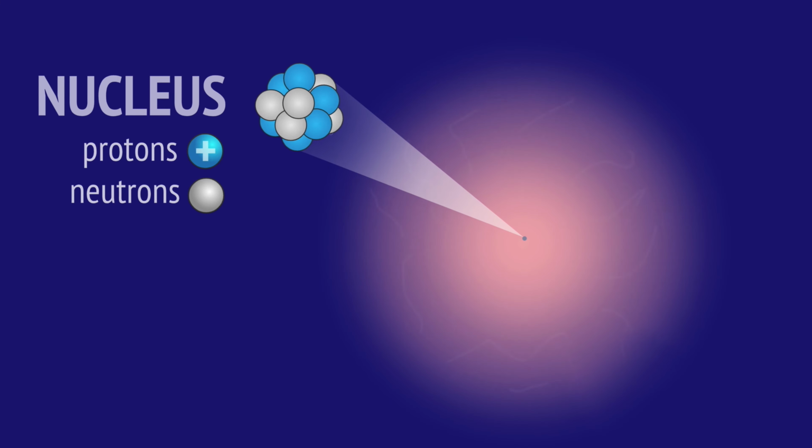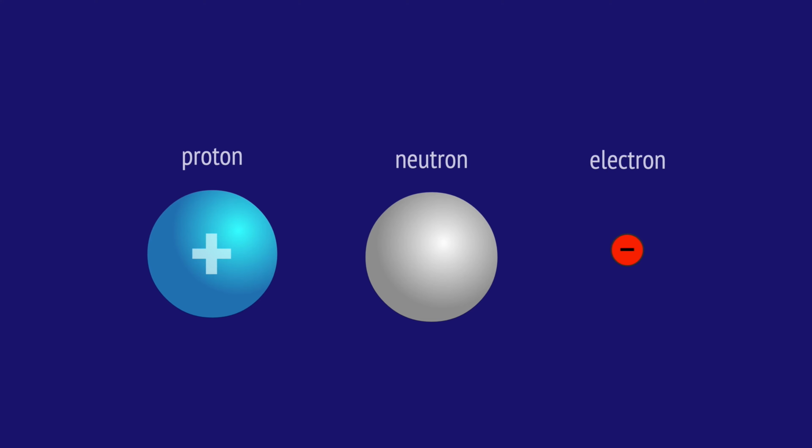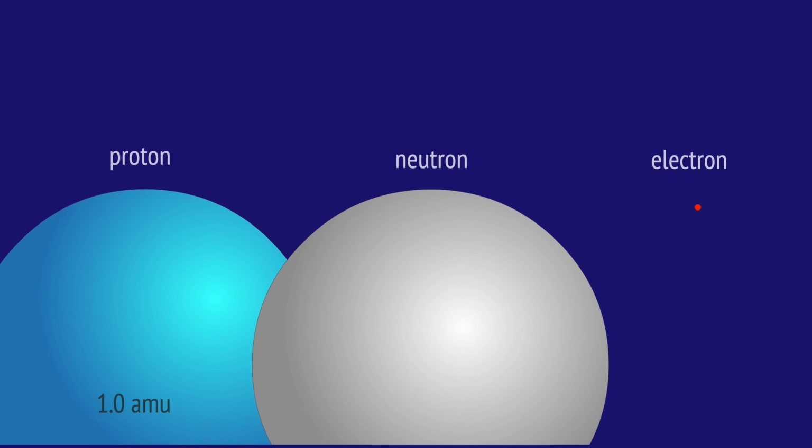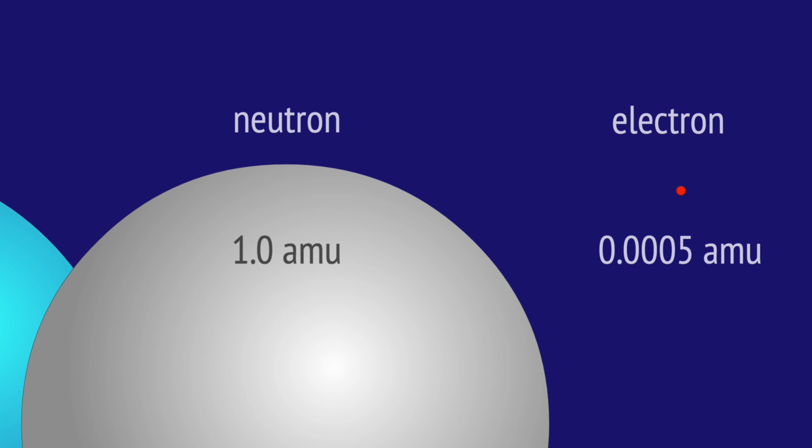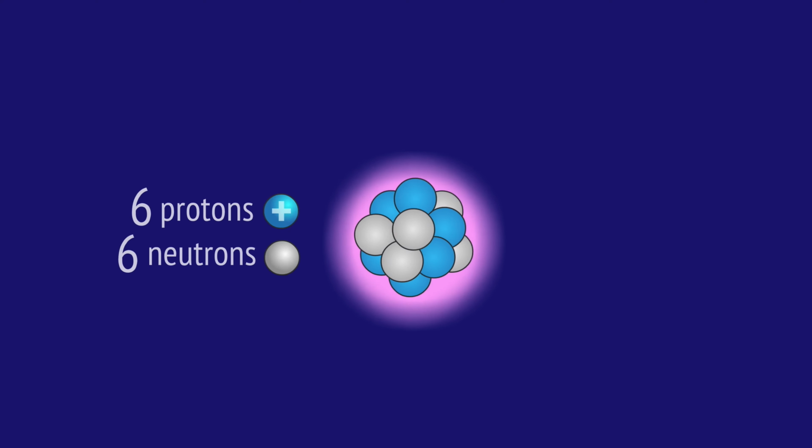But they do affect the mass. Protons and neutrons have a mass of about 1 atomic mass unit, or AMU. But electrons are tiny in comparison, almost 2,000 times lighter. So it's the protons and neutrons that make up the atom's mass.